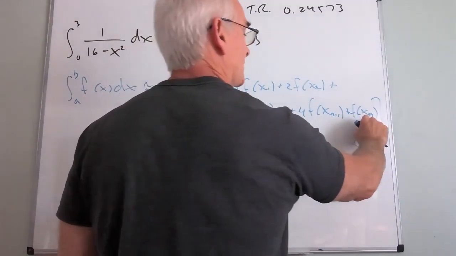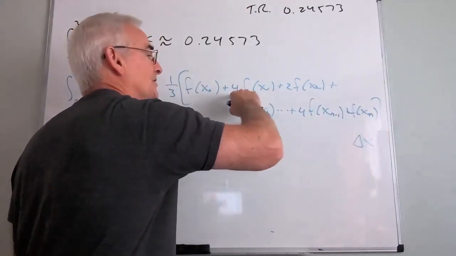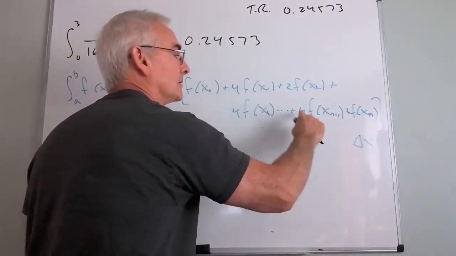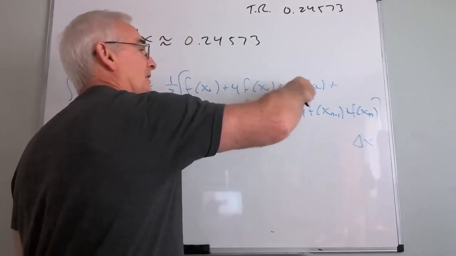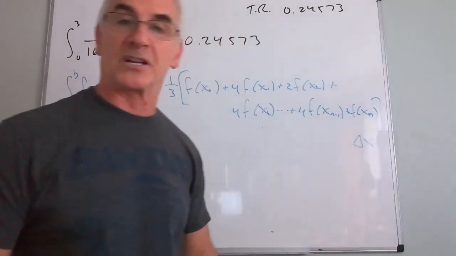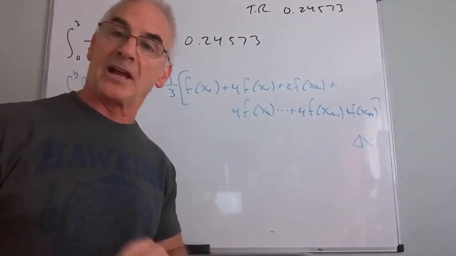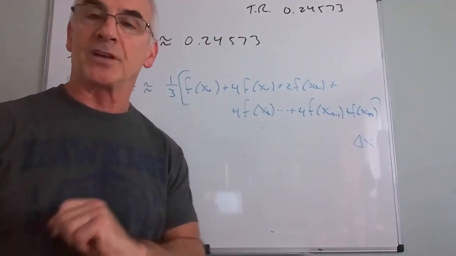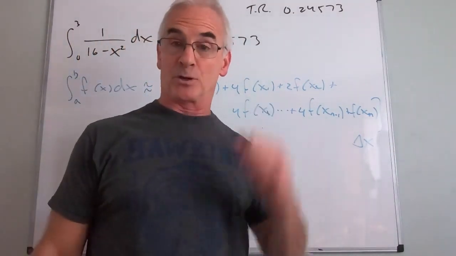So n has to be even, so the 4 goes in front of all of the odds, and everything else gets 2s except for the first and last. This formula looks almost identical to the trapezoid rule. It's slightly different, and most of the time actually gives you a slightly better estimation. We're going to do it in a moment.